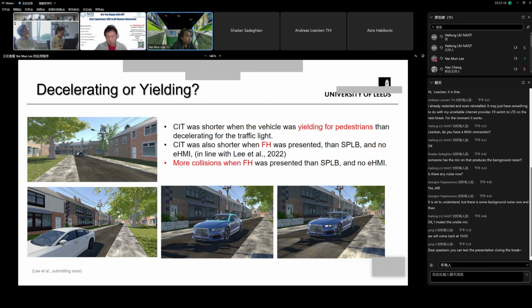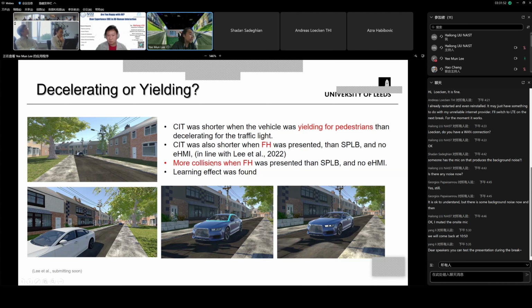And then more collisions actually happened again when flashing headlights was presented than slow pulsing light band and no eHMI. So that finding is an extension to what we found previously. In the previous study, we already told people what slow pulsing light band means, the one that people actually collide with in the failure trials. In this one, we did not tell people what the message is trying to convey, but again, when people are more familiar with the eHMI, they cross quicker.